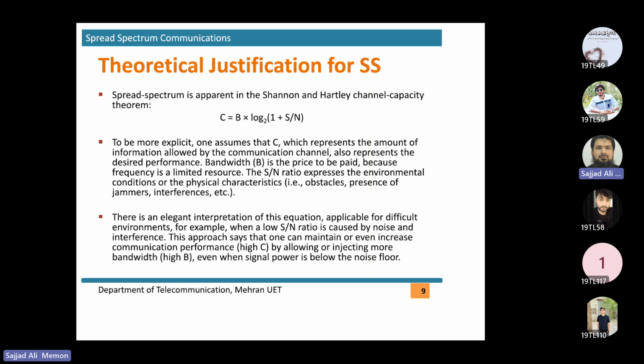So SNR determines the conditions of the channel, or characterizes its obstacles, presence of jammers and interference. Whatever is in the channel will be characterized by this signal to noise ratio. So there is an elegant interpretation of this equation applicable for difficult environments. Difficult environments means we have low signal to noise ratio, and that is caused by noise and interference.